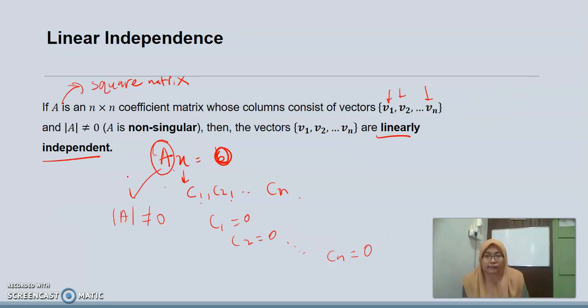You must note that to use this theorem to conclude that the set is linearly independent, you must make sure that the A matrix here, the coefficient matrix, is a square matrix. But if your coefficient matrix, the A matrix, is not a square matrix, you must solve the system by using Gaussian elimination. You cannot use this theorem here.